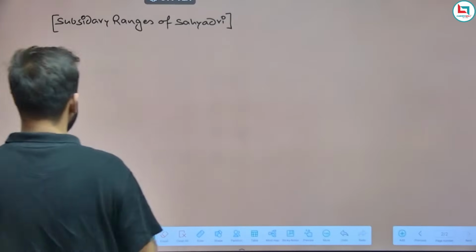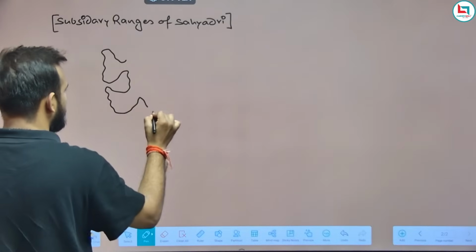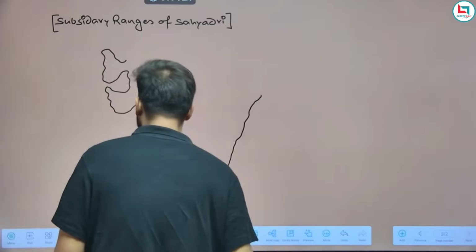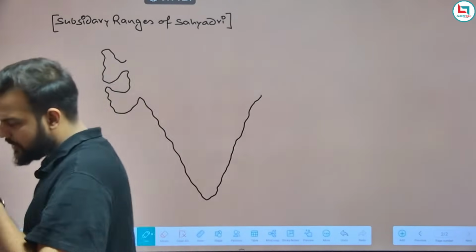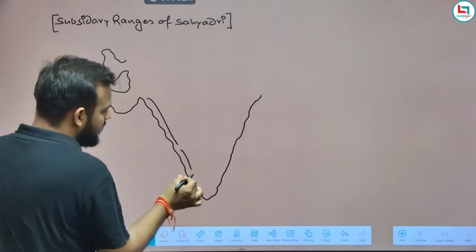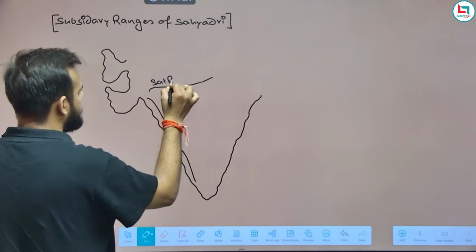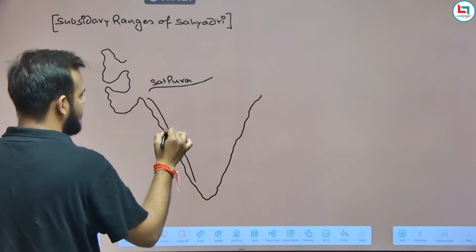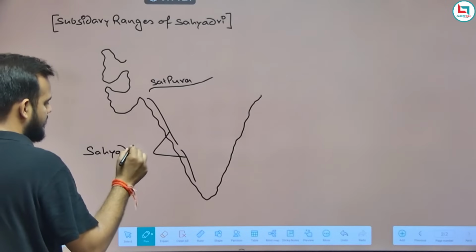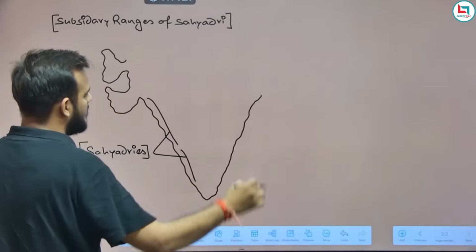Okay, now we have the peninsular. Okay, like this. So we should know how to draw the freehand map. Now, guys, if we look towards Tamil Nadu, first of all, here we have the Sahyadris. This is the Satpura, and these are the Sahyadris. And we are talking about the subsidiary ranges of Sahyadri, so there is no need to draw the Satpuras.